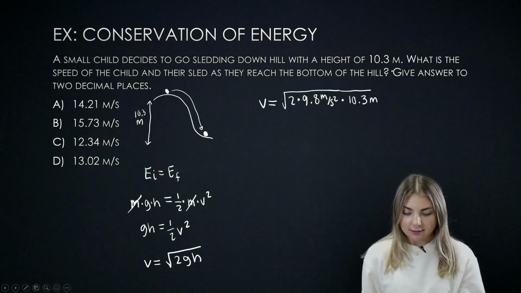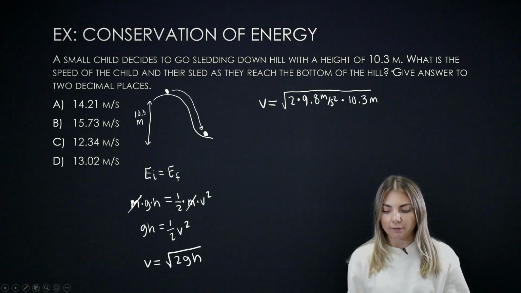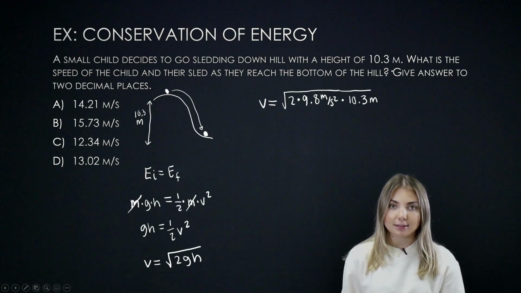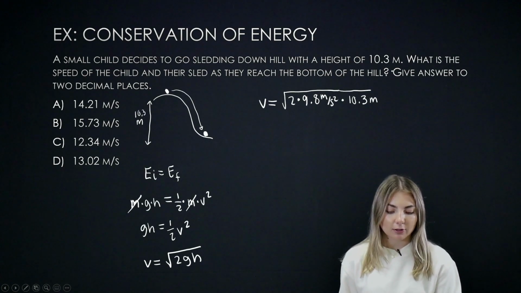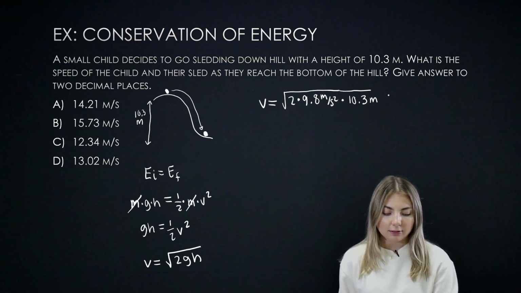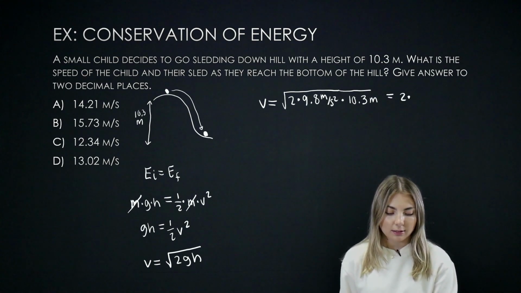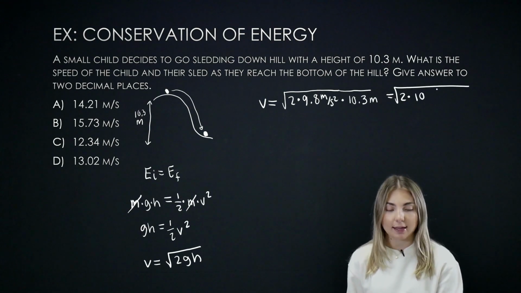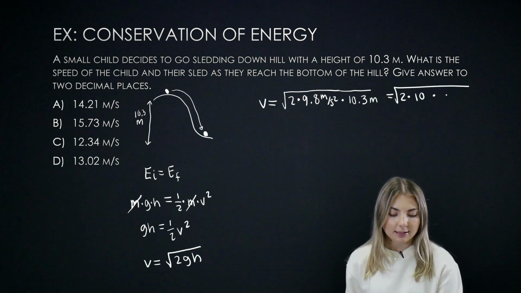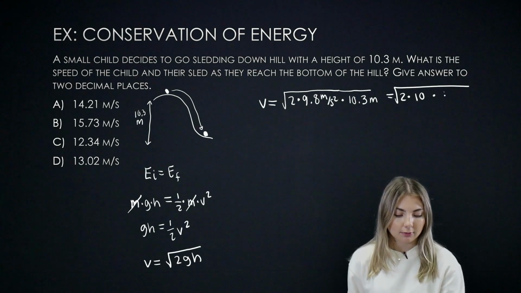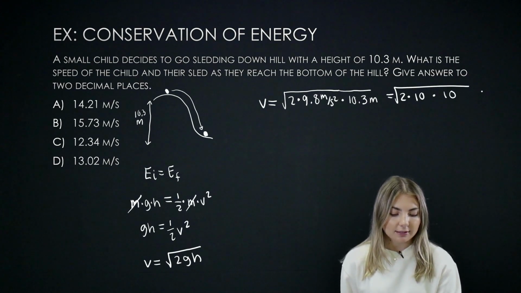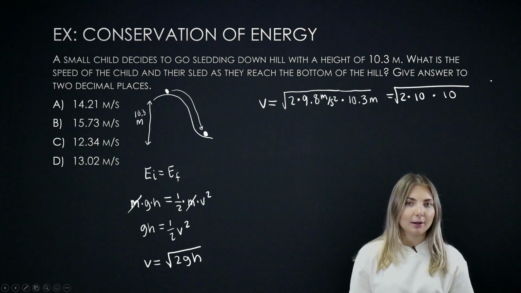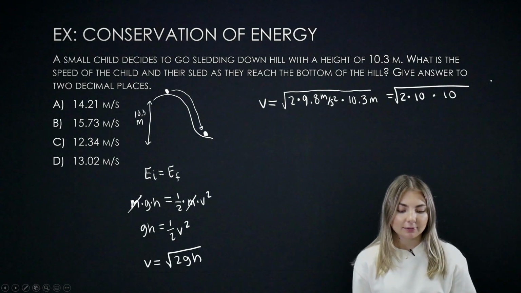Now looking at this, because our answer choices are relatively far apart, we can actually simplify this using the estimation rules that we talked about earlier. So I'm going to change this to 2 times 10, we're going to round that 9.8 up, times, and then we're going to round the 10.3 down. So this is actually going to help us because we rounded one number up, one number down. It's going to make them closer together.